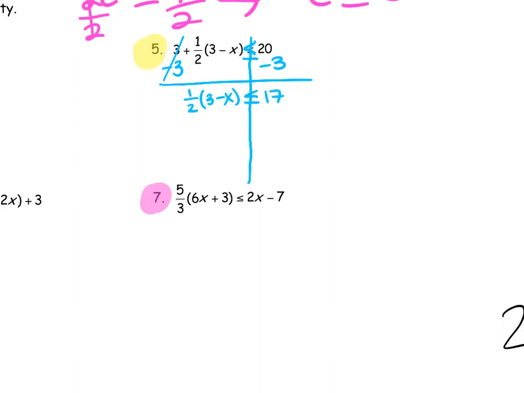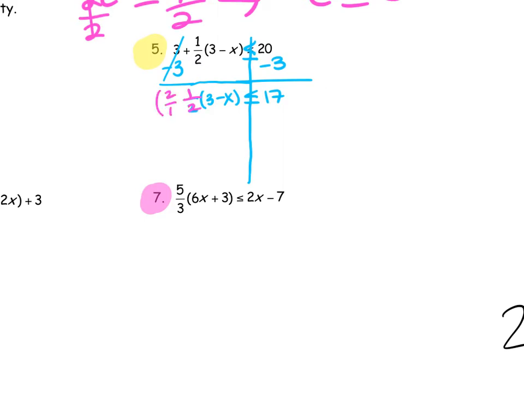All right, just using some basic mental math here. Okay, 20 minus 3 is 17. Great. What do we want to do next? We have a few options. We could either distribute the 1/2, or we could multiply by the reciprocal. Because what's the reciprocal of 1 over 2?